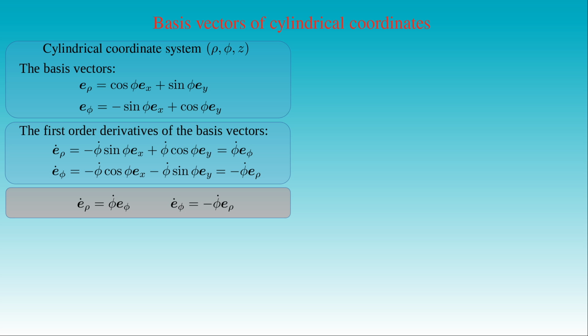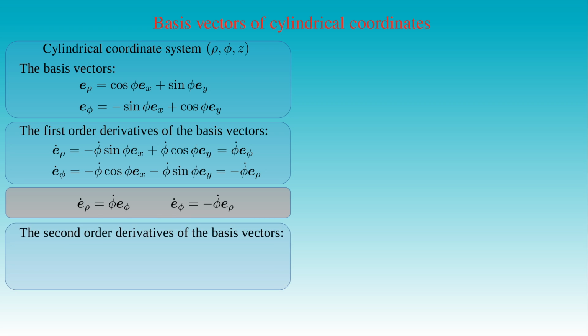The second-order derivative of the basis vectors can be calculated by differentiating their first-order derivatives. Then the second-order derivative of the basis vector e rho is equal to phi double dot times e phi, plus phi dot times e phi dot. Since e phi dot is equal to minus phi dot times the basis vector e rho, the second term in the right-hand side can be written as minus phi dot squared times the basis vector e rho.